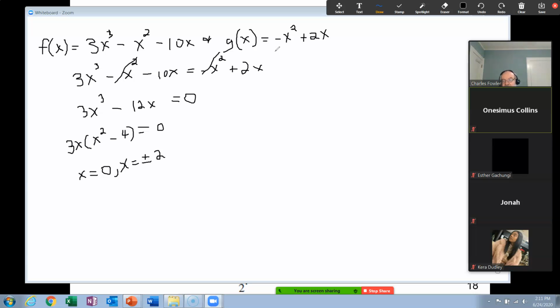Let's go over to 1 then and plug in a 1 here. 3 minus 1 would be 2, minus 10 would be negative 12. Plug in a 1 here and you get negative 1 plus 2, which is 1. g's on top between 0 and 2. Okay? So that means we have two different integrals we've got to do. The first integral is going to be from negative 2 to 0. And who did we say was on top there?